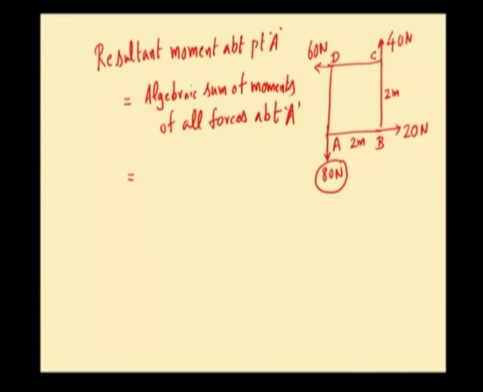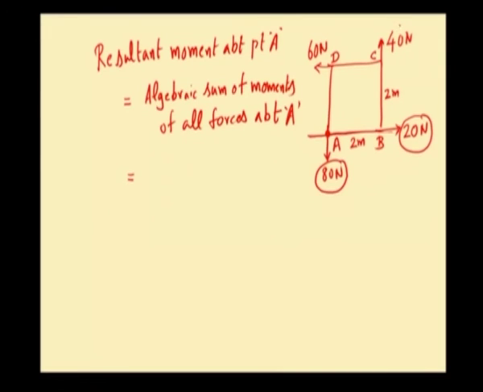80 Newton force passes through point A, hence it does not have any perpendicular distance, that is lever arm. So, moment due to 80 Newton force about A will be 0. Next we shall consider this 20 Newton force. This 20 Newton force is also passing through point A, and hence it does not have lever arm. So, the moment due to 20 Newton force about A will also be 0.